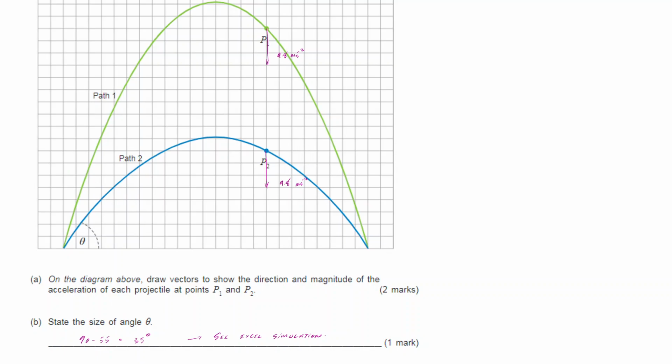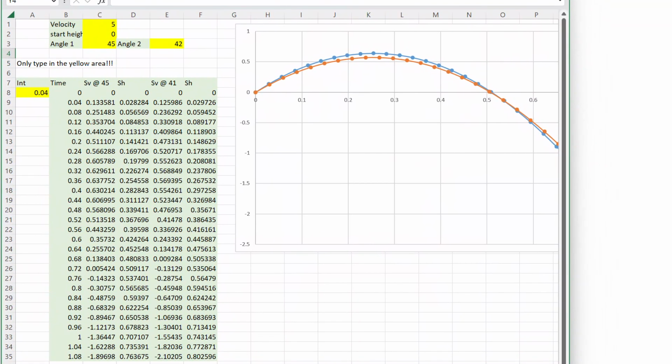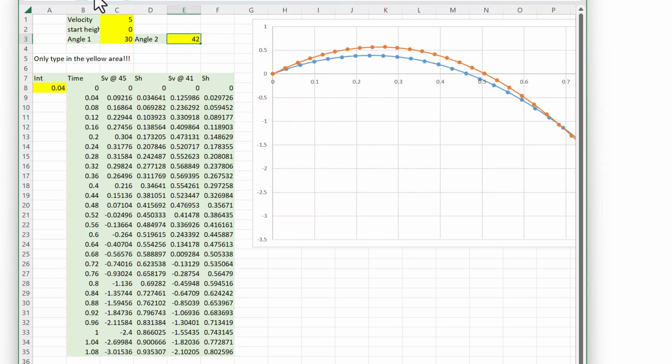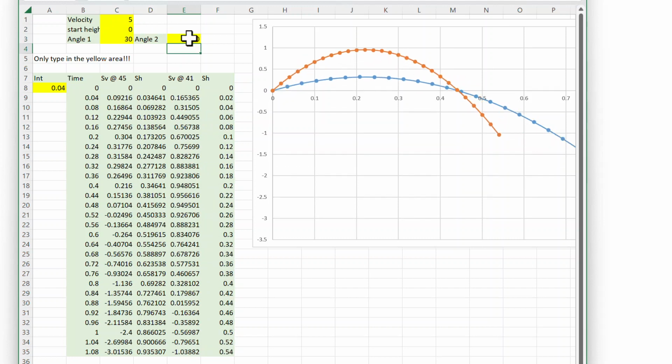Now I'll just show you this in simulation. So I've got this Excel worksheet that I made years ago. If I have an angle at 30 degrees and they're both traveling at 5 meters per second, and I then type in 60 degrees, because 30 plus 60 equals 90, you can actually see here and here they actually meet, and they're both acting on the 0 line.